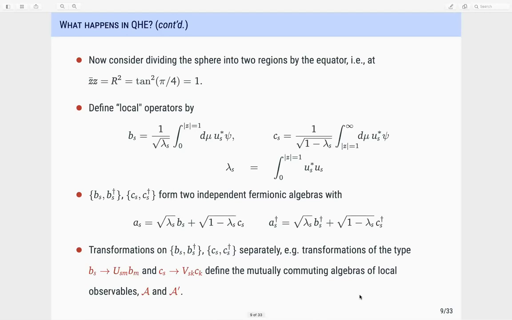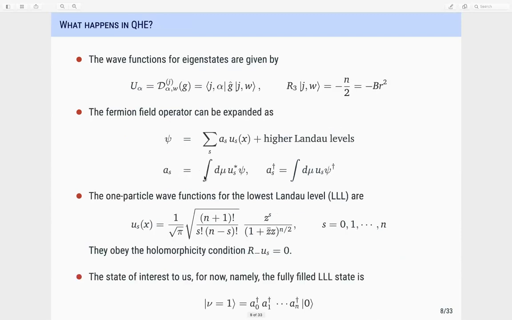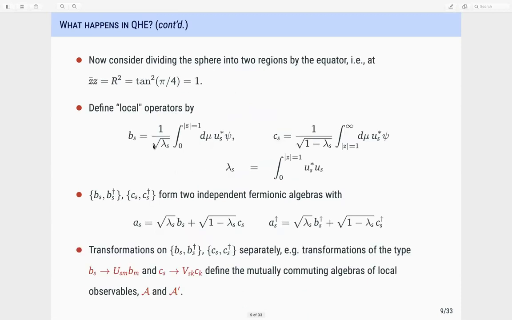Okay, now we consider taking the sphere and dividing it into two regions. For simplicity, I'm going to start by dividing it along the equator, which means that Z Z bar is R squared equal to 1. That corresponds to the equator. So what I'm going to do is go back to these formulae here and notice that I'm integrating over the entire sphere here. By restricting the integration to the north and south hemispheres, I can define partial integrations here, and they correspond to what we might call local operators.